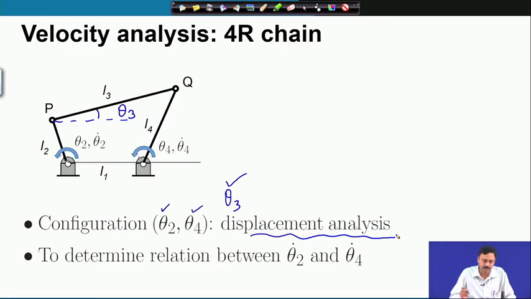I want to find out the relation between this theta 2 dot and theta 4 dot. So, the relation between the two. This relation is what I want.